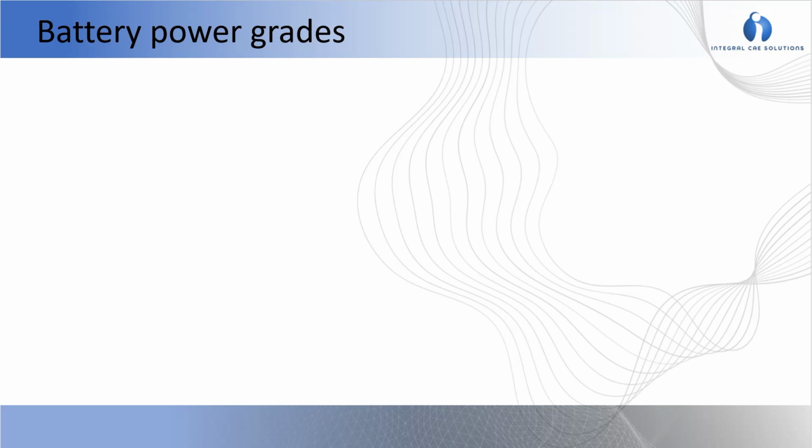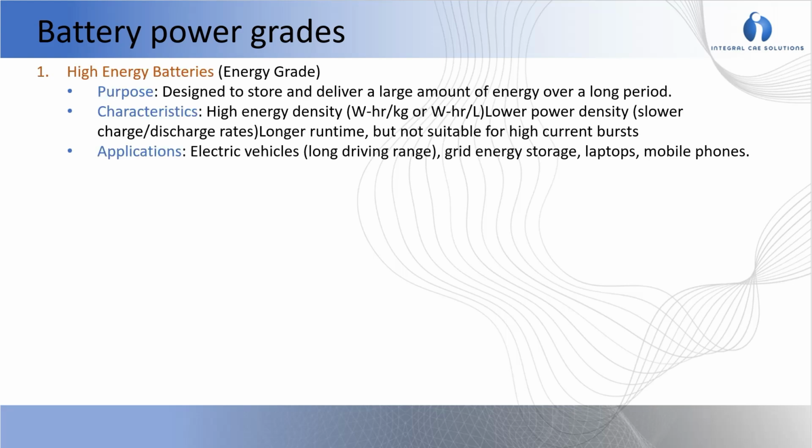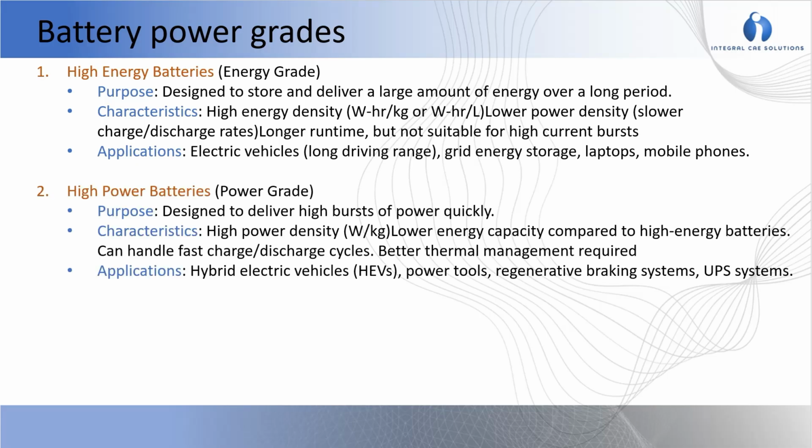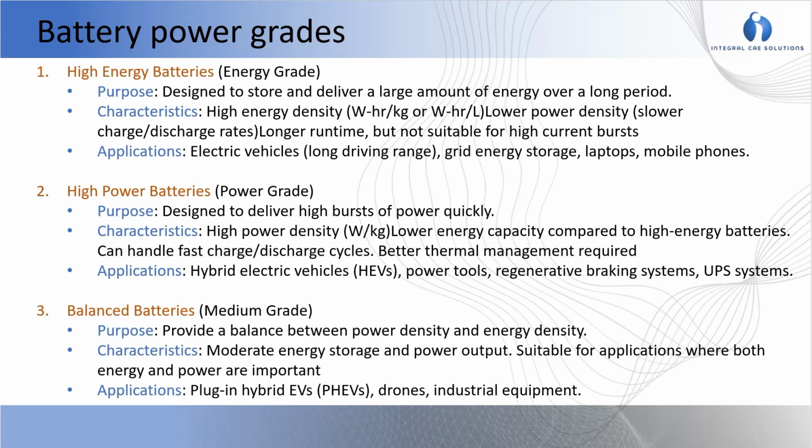In the EV industry, there are certain battery power grades. The first one is the high energy batteries. These are the energy grade batteries, and they are mainly designed to store and deliver a large amount of energy over a long period. The other category is high power batteries. This is also called power grade batteries, and they are designed to deliver high bursts of power quickly. The third type is the combination of the above two, which is also called a medium grade, and the purpose of these types of batteries is to provide a balance between power density and energy density. Those are mostly used in plug-in hybrids, drones and industrial equipment.